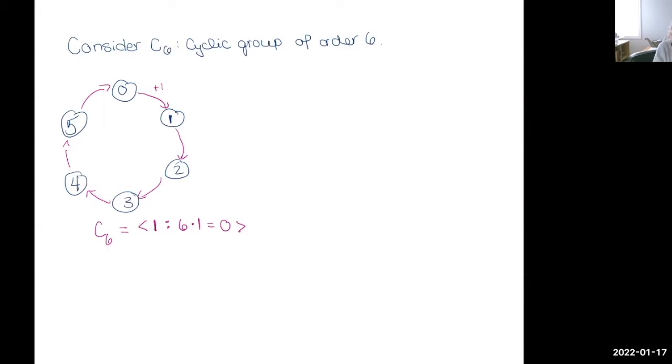So an alternative generator for C6 is the inverse of 1. So we could just as easily say that this group is generated by the action of subtracting 1. So in that case, we would write C6 is generated by 5. And again, 6 times 5 is equal to 0. Okay, so if we drew it this way, we have the same elements still, 0, 1, 2, 3, 4, 5. But now they're connected by the opposite arrow.